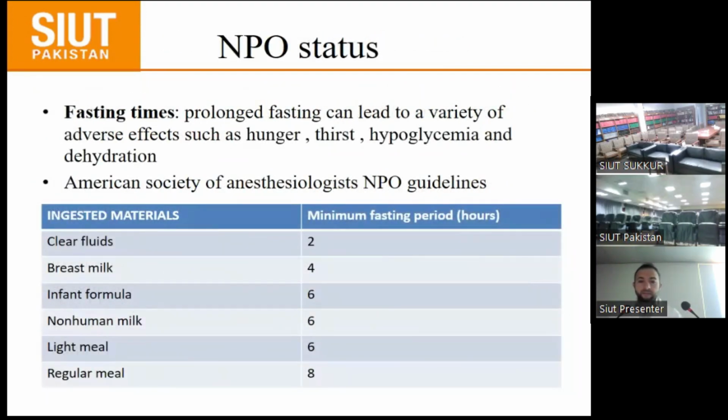So these are the NPO status guidelines. For clear fluid, 2 hours; for breast milk, 4 hours. Infant formula, non-human milk, and light meal should be 6 hours. And for a regular meal, it should be 8 hours.